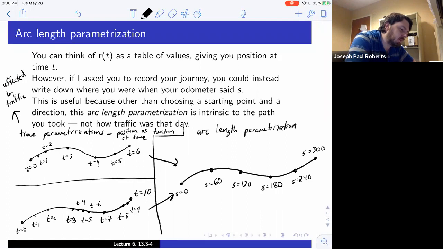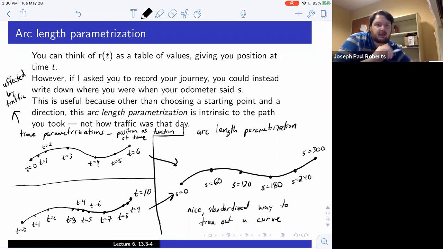So the way you want to think about this arc length parameterization is a nice standardized way to trace out a curve, where you're not allowing speed variability to come into play. Essentially, you're just tracing out your curve according to how far you've traveled along that curve. And so that's what I meant here when I said intrinsic to the path. It doesn't contain your speed information or your traffic information. It just traces it out like that.